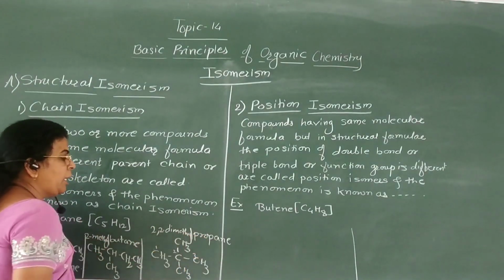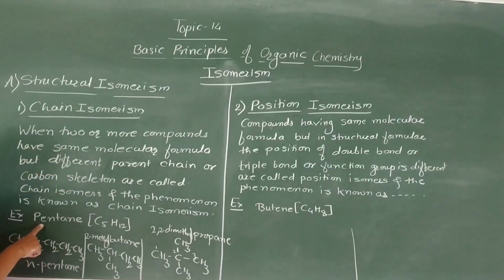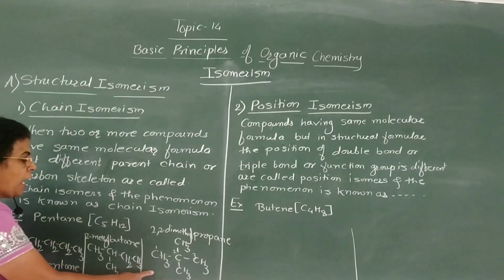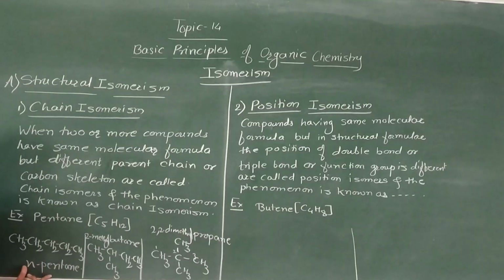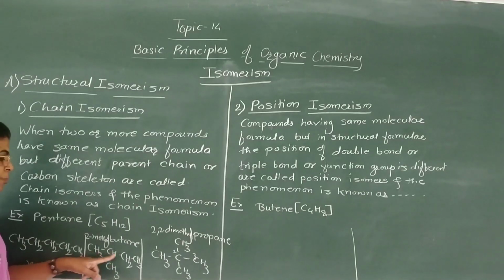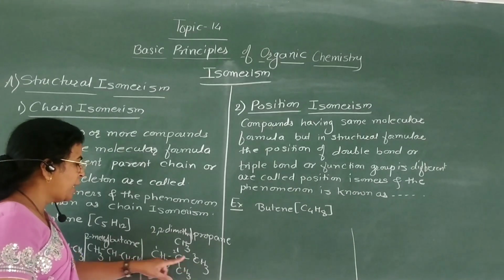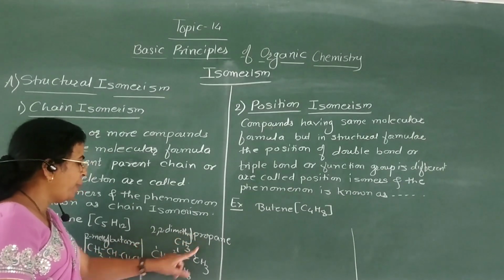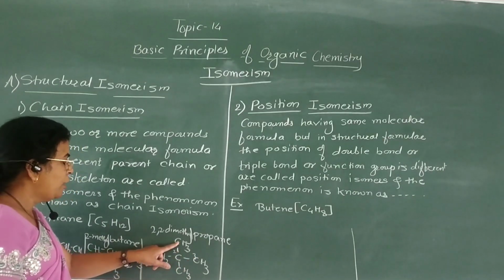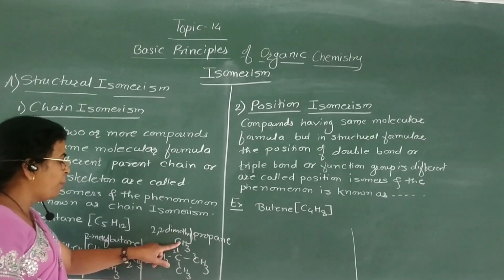and at 2 position there are 2 methyl groups, therefore it is 2,2-dimethylpropane. In this way pentane possesses these 3 isomeric forms. In the first structure all the 5 carbon atoms are in a straight chain, that is, the parent alkane is pentane. In the second structure the parent alkane is butane and 1 methyl group is branched with this butane chain. In the third isomer 3 carbon atoms are in a straight chain, that is, the parent alkane is propane, and at 2 position there are 2 methyl groups, that is, branching of 2 methyl groups.